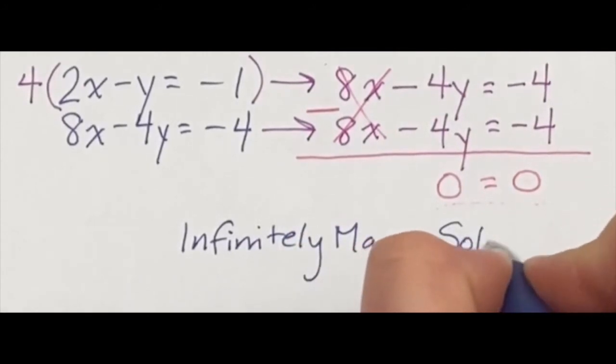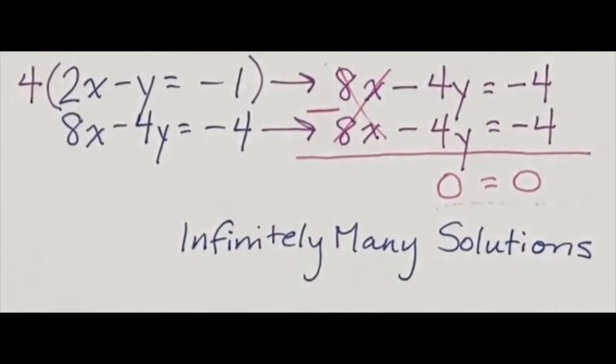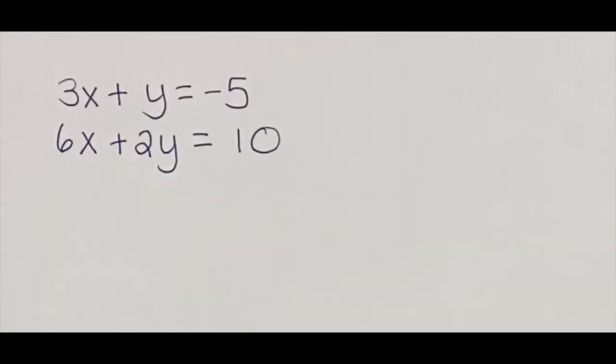If you think back to graphing systems, this would mean that the lines would be right on top of each other, so they share every single solution possible. So now let's look at a second example that's going to be a special case.